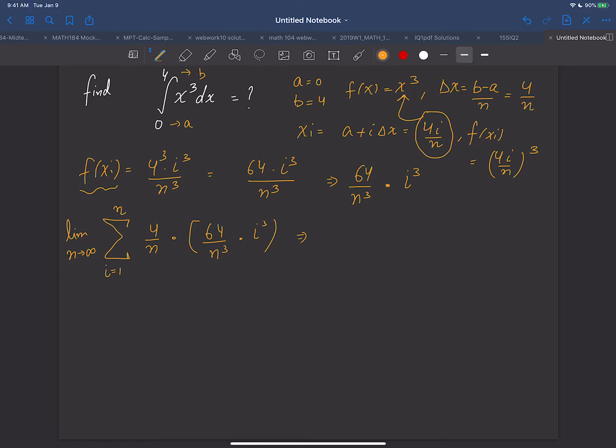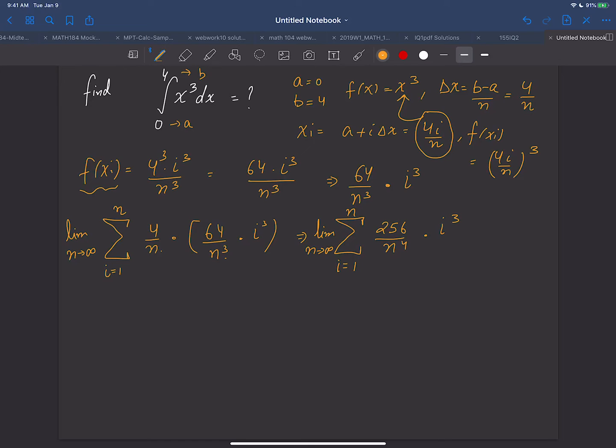If you want to simplify it a bit, I'll show you exactly how to do it. So this is the limit, the sum with i starting from 1 going up to n, and then you have 4 times 64. We've got to calculate that. 4 times 64 is 256. So 256, and then you have an n out there and an n cubed here, that becomes n to the 4, times i cubed. Okay, so this is what it is.